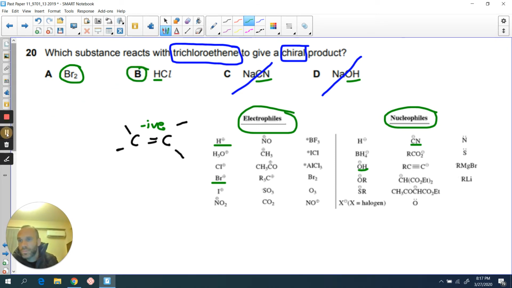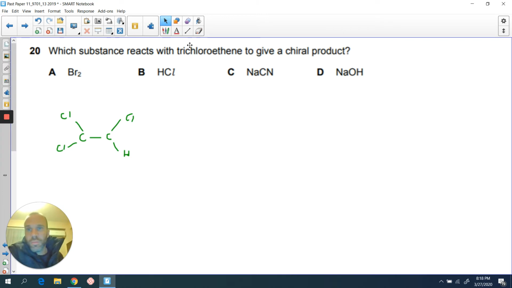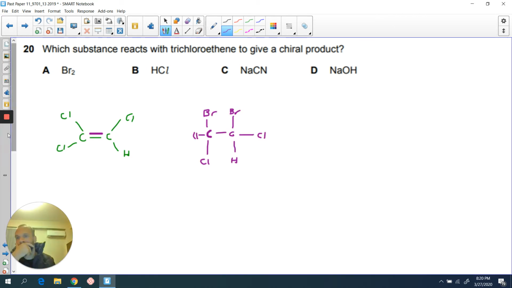Let's work it out. I've very messily drawn in our trichloroethene there, and I've forgotten to put the double bond in. So now there's our double bond. We're talking about electrophilic addition here. So basically what's going to happen with both of these species, we're going to be breaking the double bond and adding on what's here in the options. So let's have a look at what products we form.